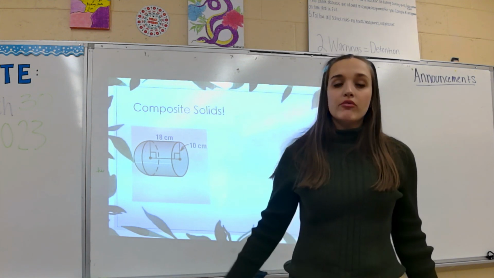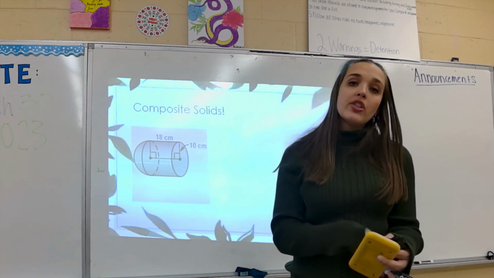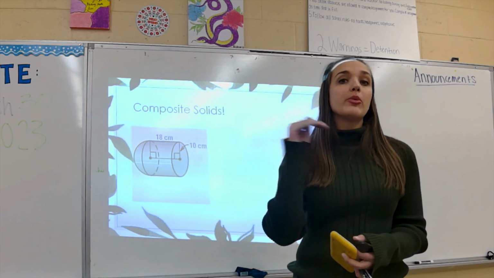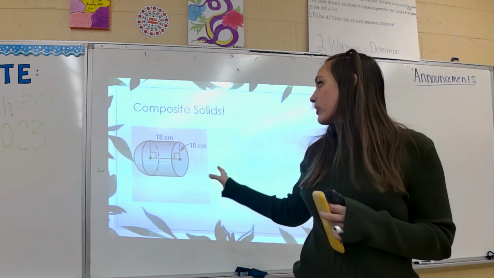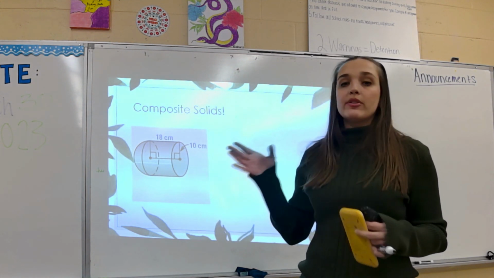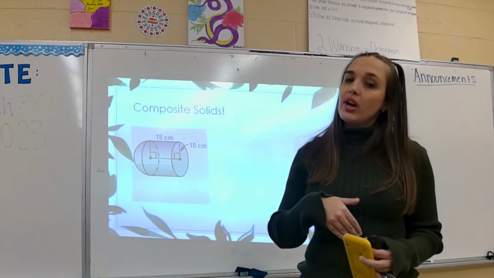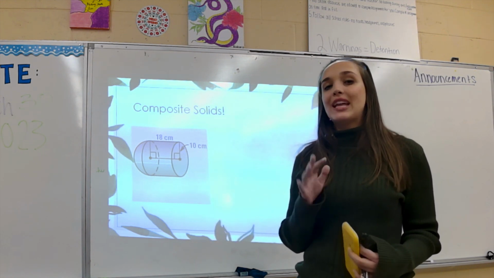Composite means resting on top of each other, within each other. So composite means more than one item on top of each other, within each other. So that's what we're going to be looking at. Each time we are going to find the volume of both of the shapes, and if they're within each other, we're going to subtract them. If they're on top of each other, we're going to add them.